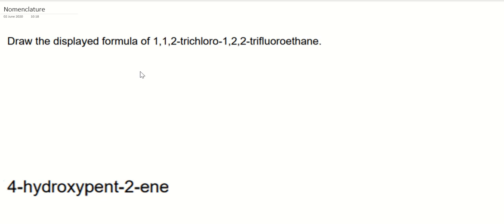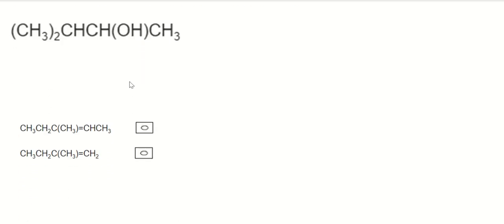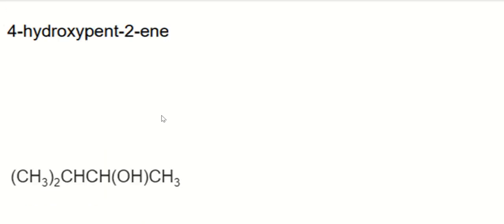I'm going to look at how I think about what that molecule is and draw out the formula. In the first case, it asked me for a displayed formula, so I'm going to make sure that I draw every single covalent bond. And then at the end here, we're also going to look at how, from those structural formulas, to name something systematically.